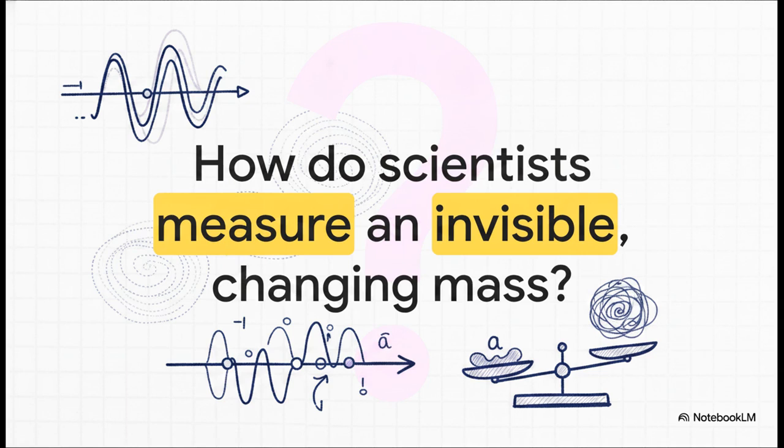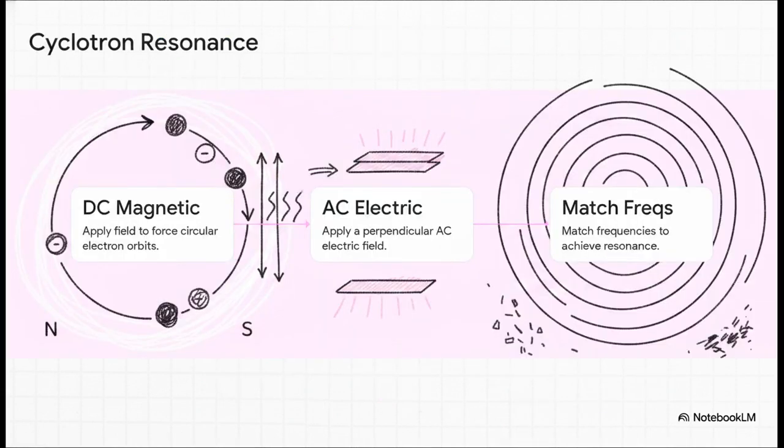So all this brings up a pretty obvious, though kind of mind-bending question. How do scientists actually measure an invisible, constantly changing mass? Since effective mass obviously isn't a physical object we can just pluck out and place on a traditional scale, you might be wondering how physicists confidently assign such incredibly precise numbers to these quantum phenomena. The secret is in watching how these particles move. Scientists use this absolutely brilliant technique called cyclotron resonance.